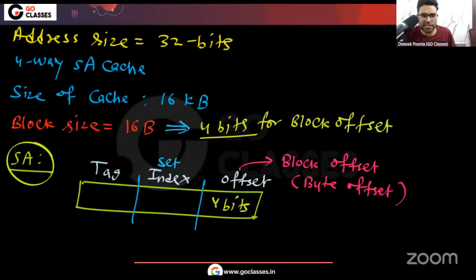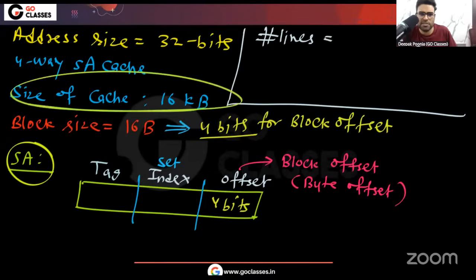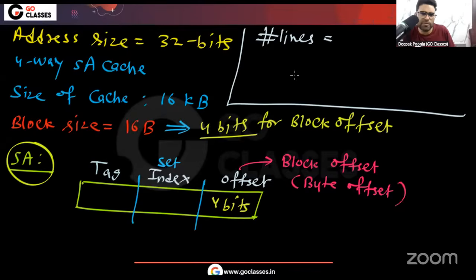Okay, what about this set index? How many bits are required for the set index? We need to find the number of sets. So let's find the number of sets. First, you find the number of lines. In the cache memory, what will be the number of lines? The number of lines is the cache memory size divided by the line size, because the size of cache memory is the number of lines multiplied by the line size. So the number of lines is 16 KB divided by the line size of 16 bytes. So this will be 2 power 10. These many lines are there. And what will be the number of sets?